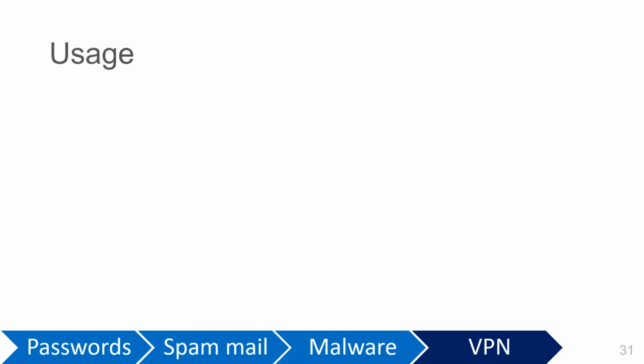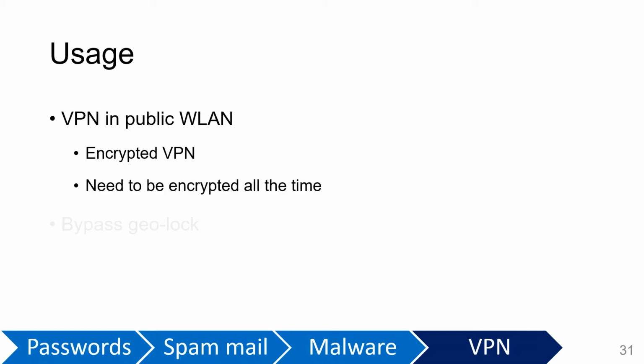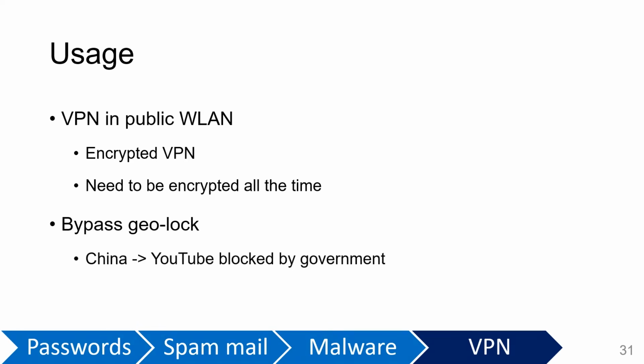A VPN is also useful if you use a public WLAN because in most cases the VPN is encrypted so that nobody can track you. This only works if your connection to this VPN server is encrypted all the time. Moreover, you can bypass geolock. To give but one example, in China websites such as YouTube and Google are blocked by the government. If you use a VPN to Germany, for example, you can bypass this geolock.